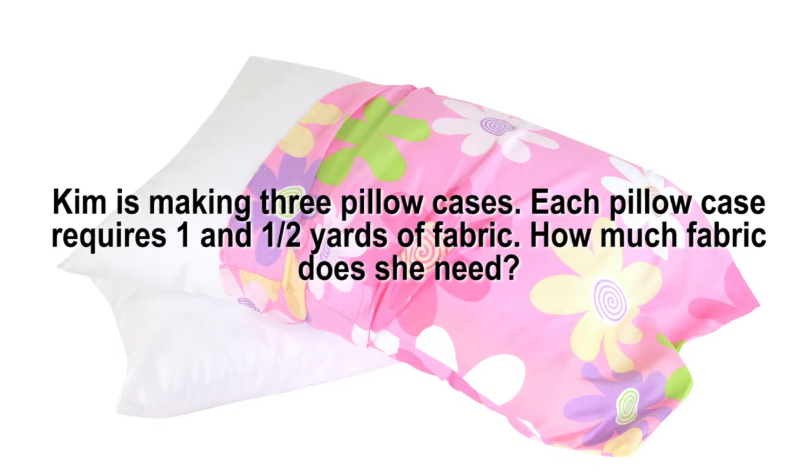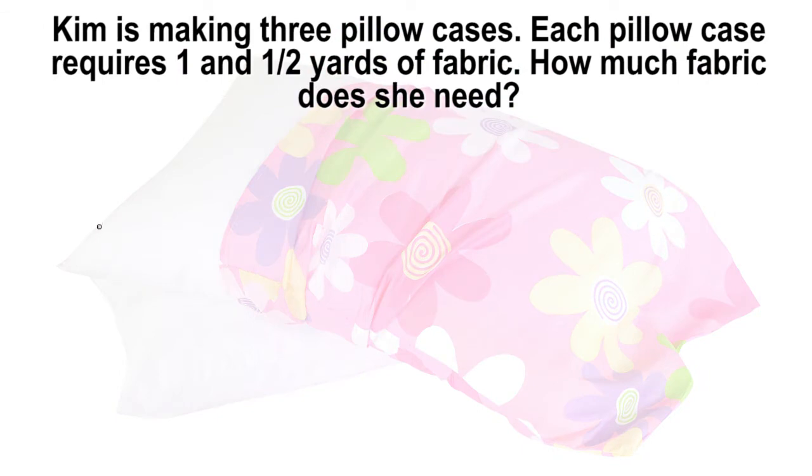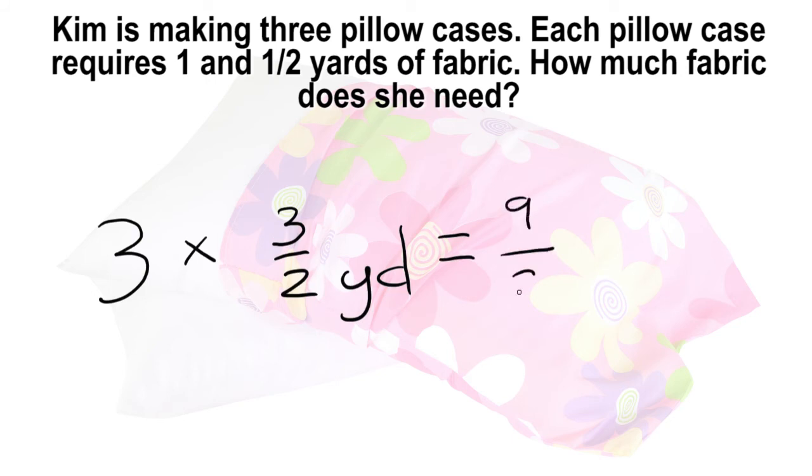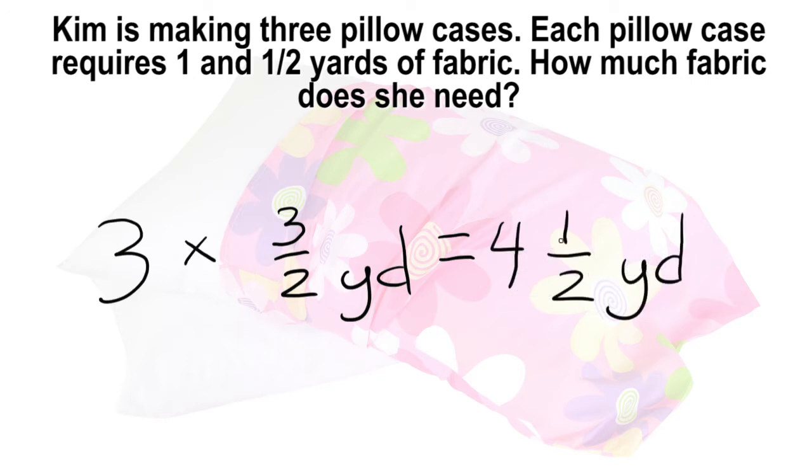In our next story problem, Kim is making 3 pillowcases. Each pillowcase requires 1 1/2 yards of fabric. How much fabric does she need? To solve this, our equation would be 3 multiplied by 1 1/2 yards. We could rewrite the mixed number as a fraction to make the multiplication easier. 3 multiplied by 3 halves would be 9 halves. We can then change our product back into a mixed number, 4 1/2. She needs 4 1/2 yards of fabric.